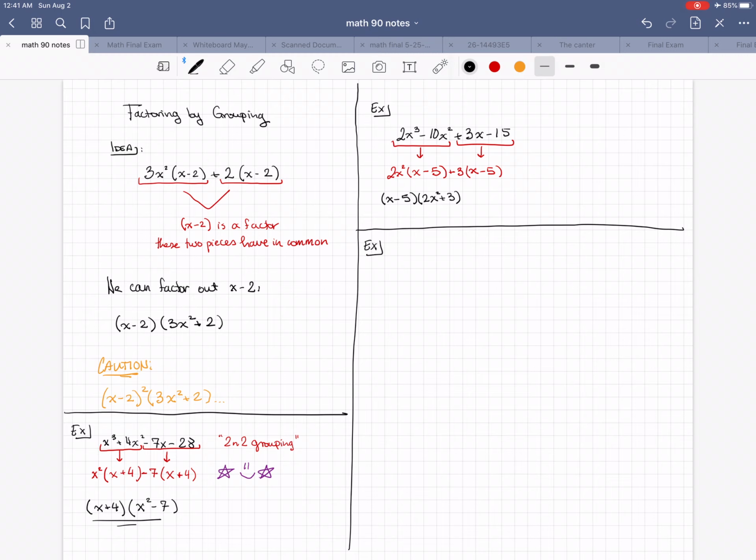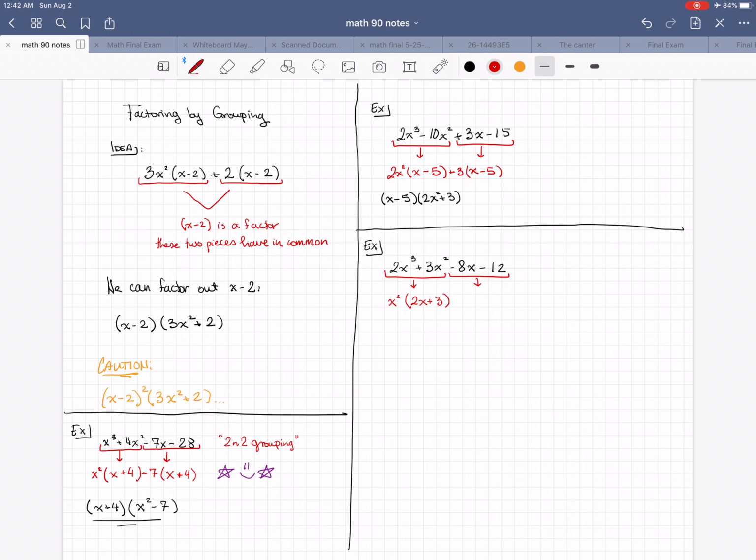Okay, I want to do another example. I think I want to do 2 more, actually. So for this example, I want to try 2x cubed plus 3x squared minus 8x minus 12. Okay, so same thing. We're going to use our 2 and 2 grouping. And again, notice this time the sign between the two groups is a minus, so we're going to keep that in mind. So the first group, the coefficients don't have any factors in common, but the x's, we can pull out x squared. So we're left with x squared times 2x plus 3.